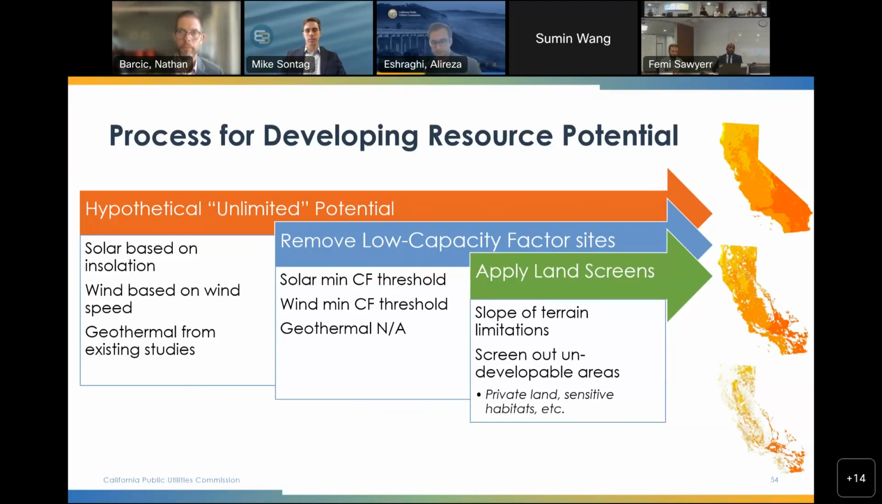Beyond this, certain thresholds are applied. So for solar, for instance, there's a minimum capacity factor threshold applied. For wind, there's a minimum capacity factor threshold applied. Geothermal has some other considerations beyond just the capacity factor information. And then finally, having gone through what we call the techno-economic screens, you then apply additional land use screens, which generally consider environmental, cultural, or legal considerations that apply to the usage of land for certain kinds of technologies. So for instance, you're looking at slope terrain limitations, undevelopable areas due to either private land or sensitive habitats, etc. Next slide.